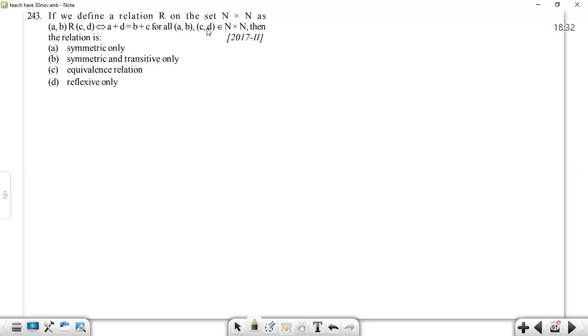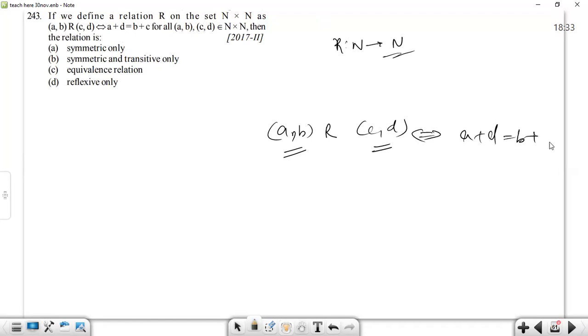If we define a relation from the set of natural numbers to natural numbers as (a, b) related to (c, d), you may get confused this time because the element of the relation set is given as an ordered pair. So how many variables do we have to deal with? There are two variables in the input and two variables in the output. They will follow the relation if and only if a plus d is equal to b plus c.